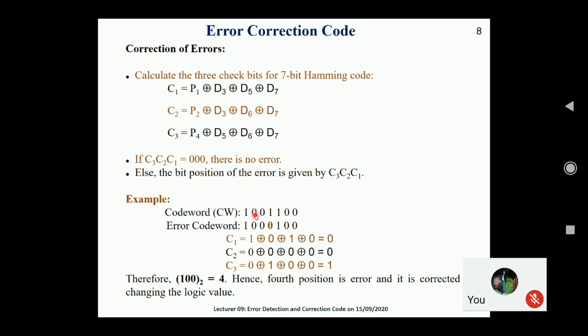Where is P2? We are considering only the code word. When we find the bit position, we do not use the valid code word; we go to the error code word. We are considering only this particular code word. C2 means P2. P2 is this one. D3: 1, 2, 3.